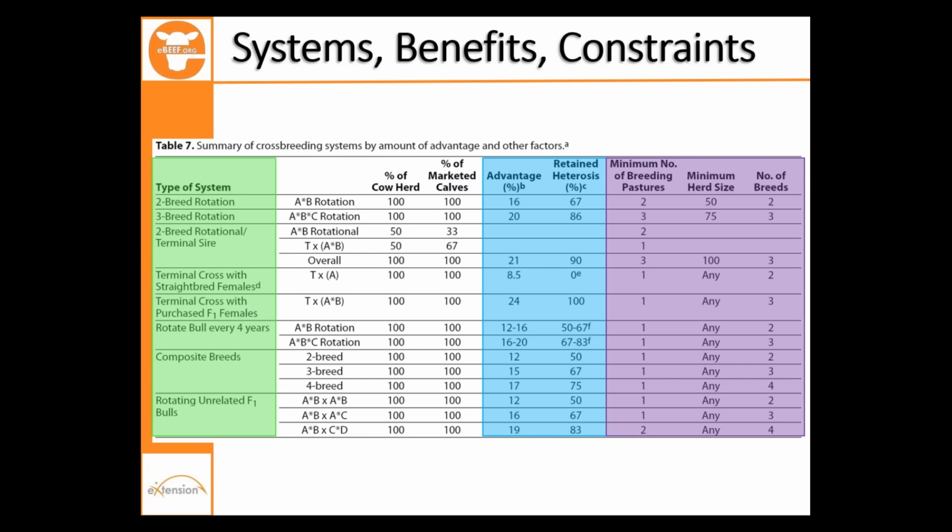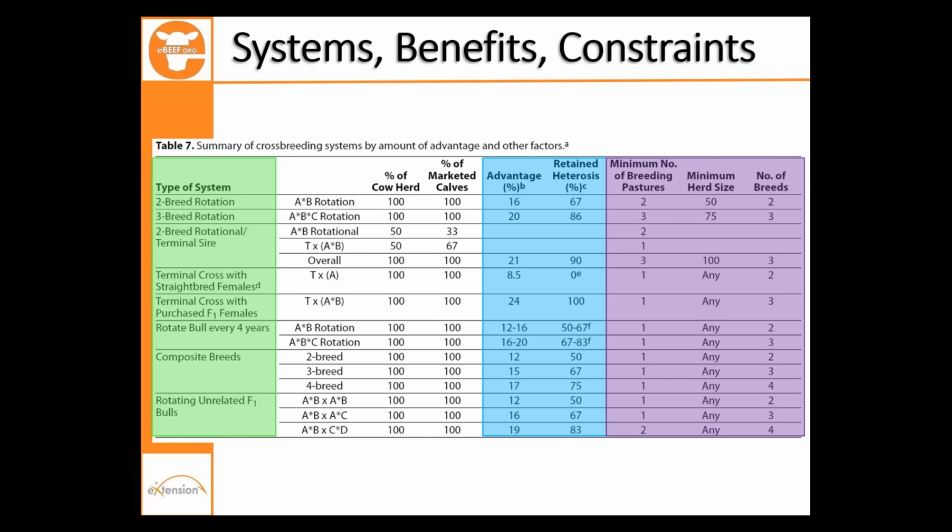If you use AI, you can supplant one or more of these breeding pastures, depending on how you manage those cows and are able to identify them. Herd size, of course, is primarily a reflection of the number of bulls and breeding pastures that might be required. Of course, how many breeds is typically defined by those different systems. So we'll talk through a couple of examples here real quick.